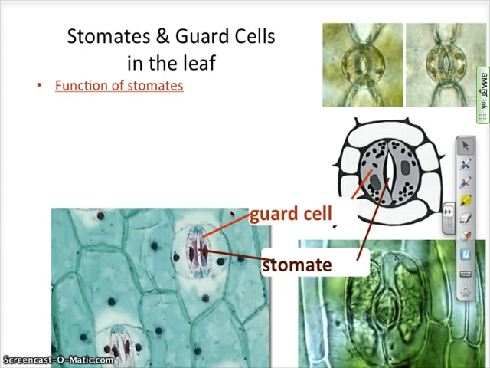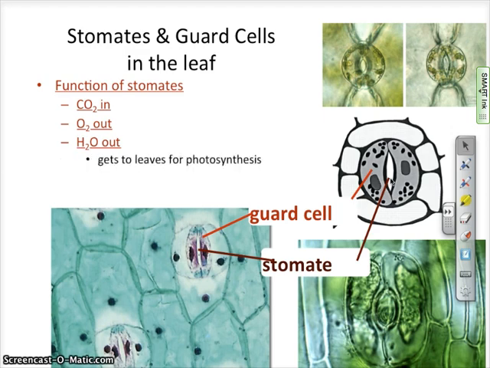Stomates and guard cells in the leaf. So stomates are specific kinds of openings that are in plant cells, and guard cells, there's always 2, they're paired up, surround the stomate in the middle. Their function is to bring carbon dioxide in, take oxygen out, and water out. So this happens in the leaves in order for photosynthesis to take place.